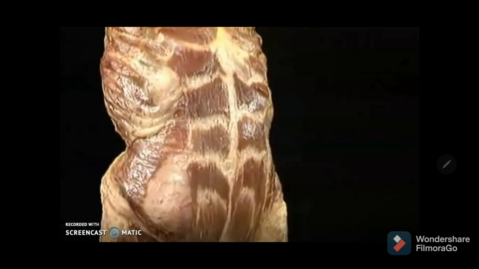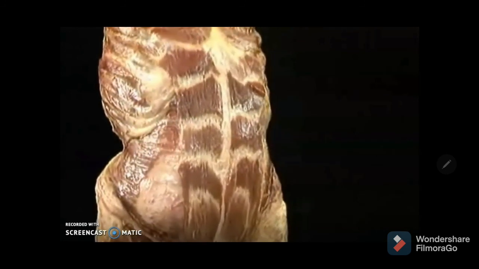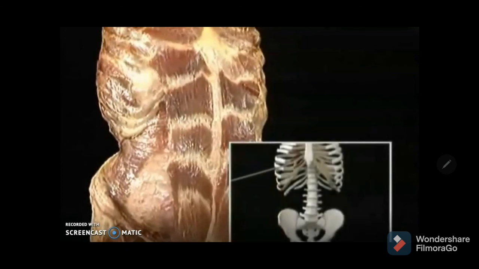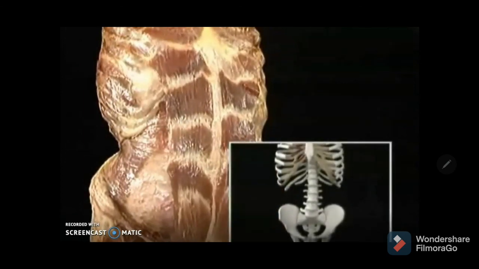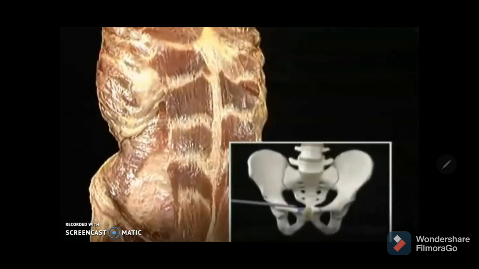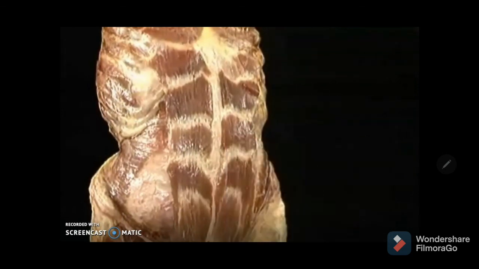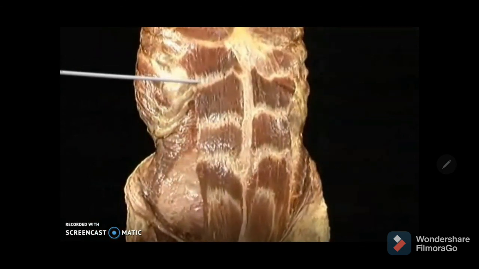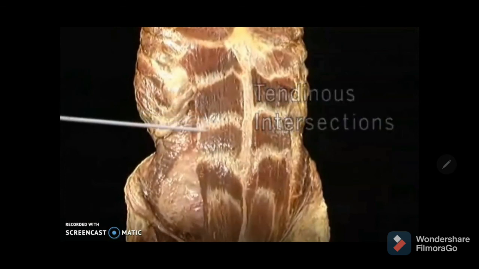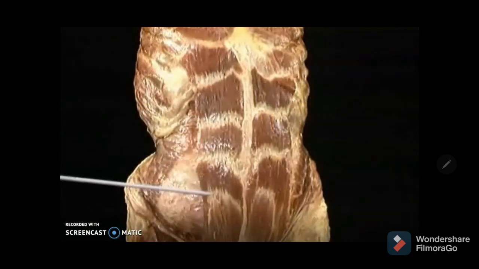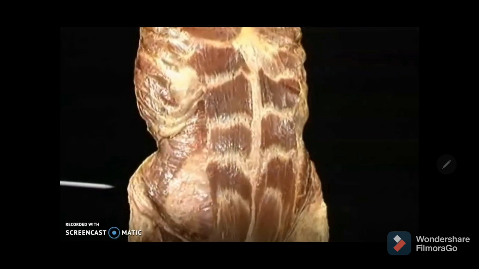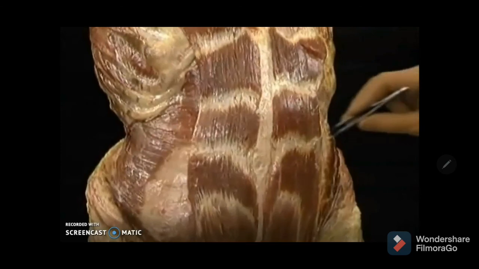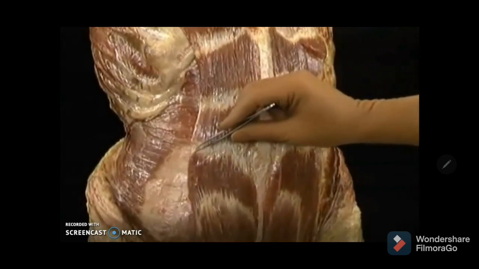Coming to the rectus abdominis, you can see there how it is taking the origin. You can see the insertion into the costal cartilage and xiphoid process. It takes origin from the pubic symphysis, pubic crest and tubercle, runs upwards and has these three tendinous intersections, but here you can see four tendinous intersections which increase the segmental contraction of the muscle, improving the power of the muscle.